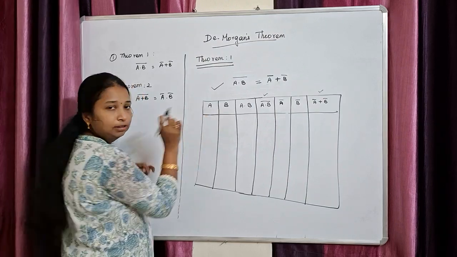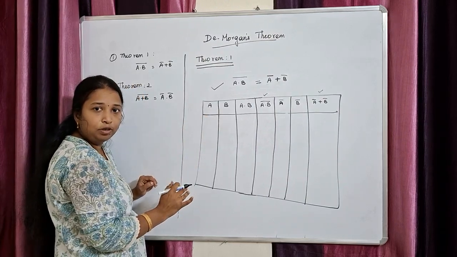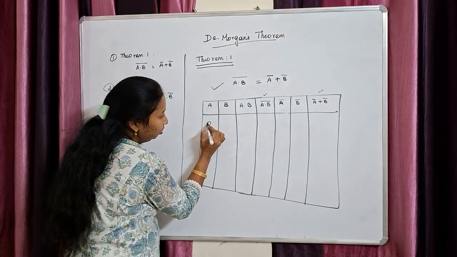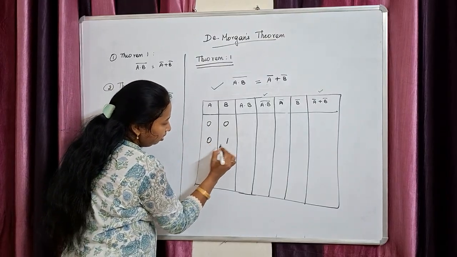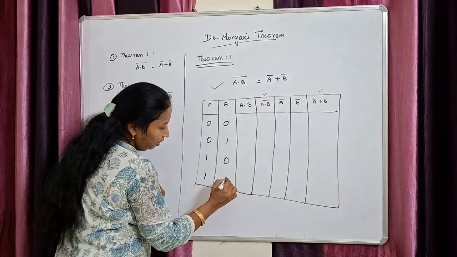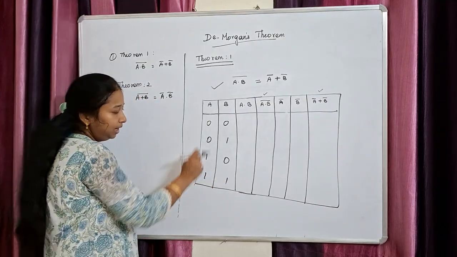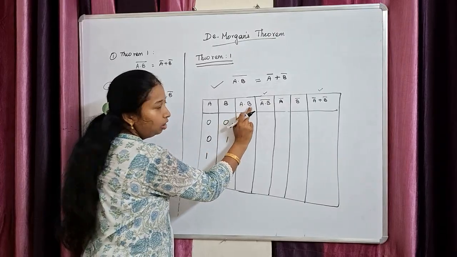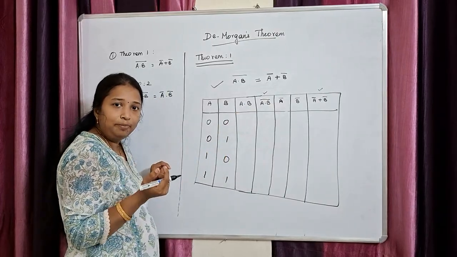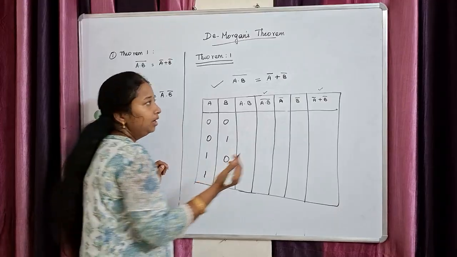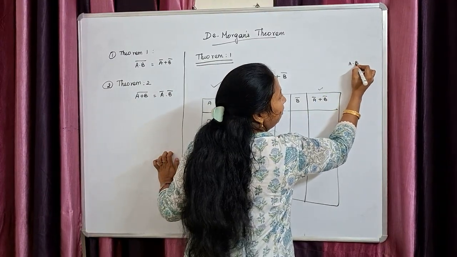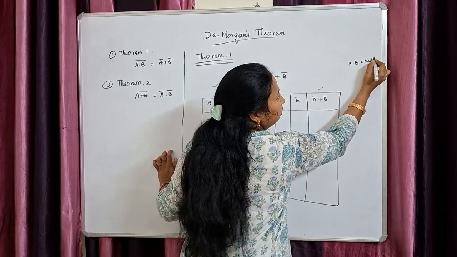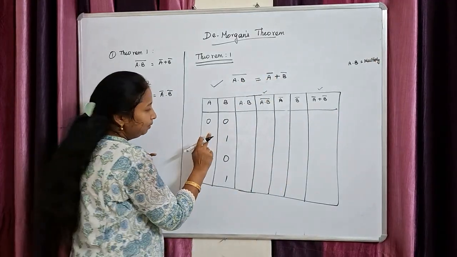I have got two inputs. So how many combinations are possible for two inputs? 4 combinations. You very well know. 0 0, 0 1, 1 0 and 1 1. Right? This is my A and this is my B. What we have to find here? It is A dot B. What do you mean by A dot B? It is nothing but the product term. A dot B means we have to do a multiplication. Right? Now do the multiplication.